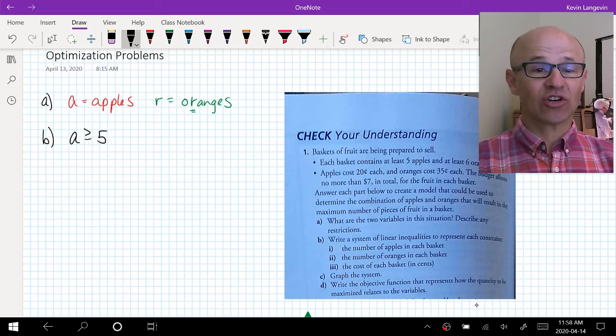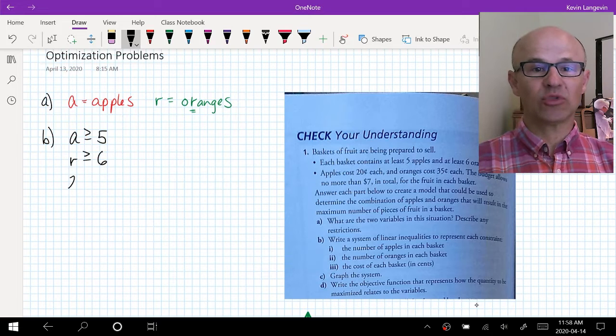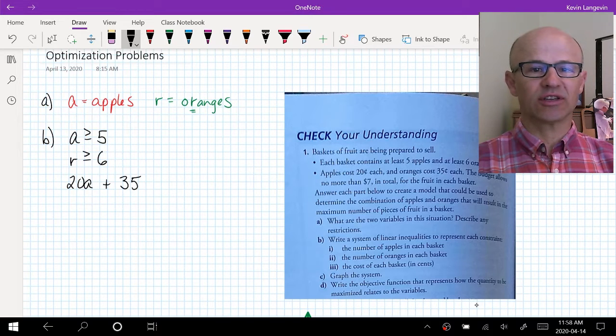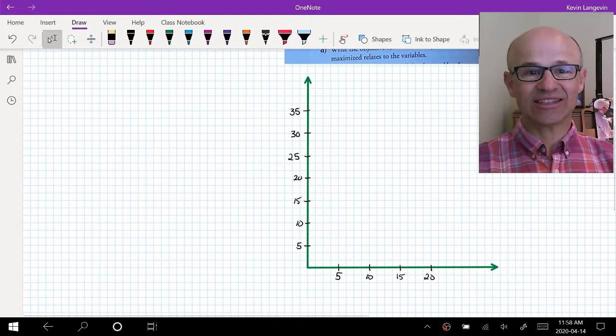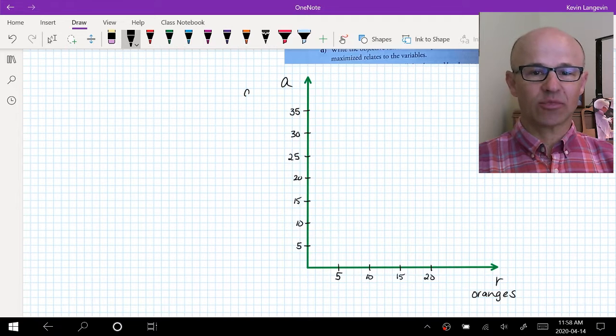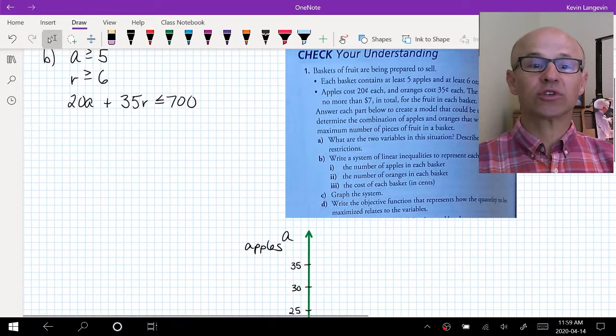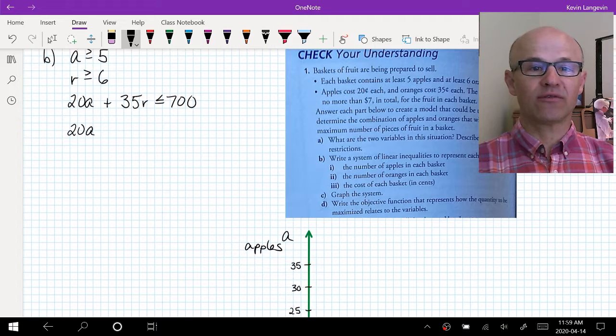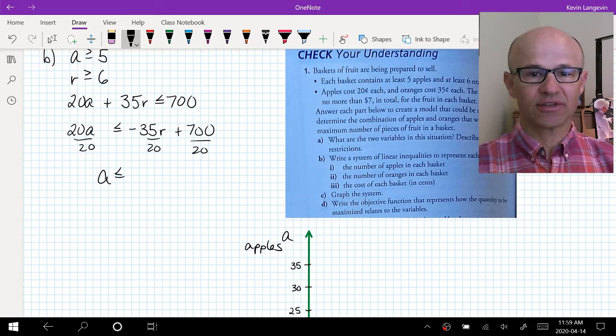We are always asked to start by labeling our variables. Here A is apples. I'm using R for oranges because the letter O looks too much like a 0. We're told in this problem we must have at least 5 apples and we must have at least 6 oranges. So I've got a little scale set up here, and we're told one more thing: the number of apples and the number of oranges must be less than or equal to 700.